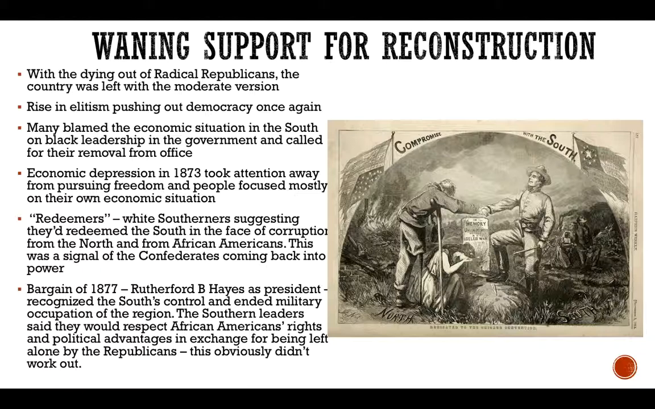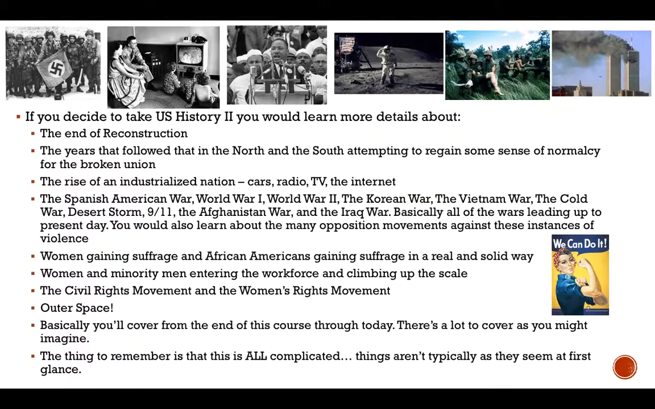And you can see in the picture over here, it says, "Compromise with the South," and it says, "In memory of Union heroes in a useless war." So it's saying that by making this compromise, it's allowing the Confederate States to once again rise up, in theory, if not technically.